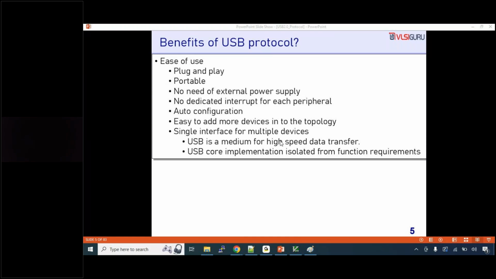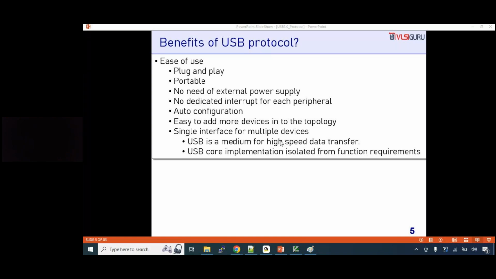Dock, even printer, pen drive, mouse, music player, right? There are a lot of places it is used. Instead of saying a lot of places, it is used universally.